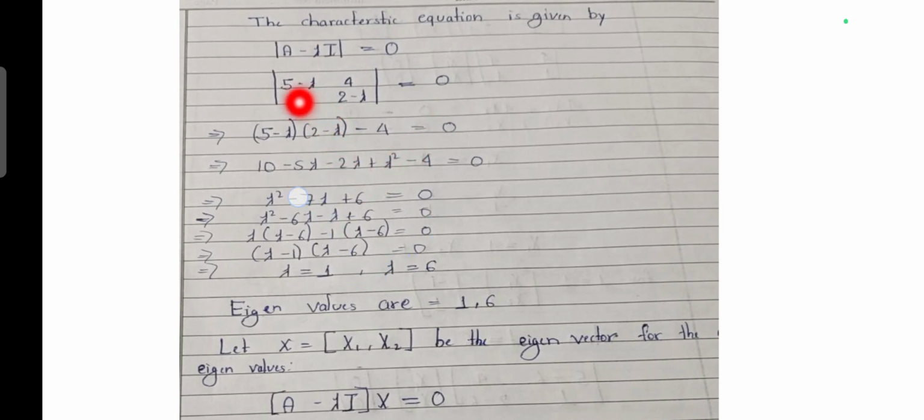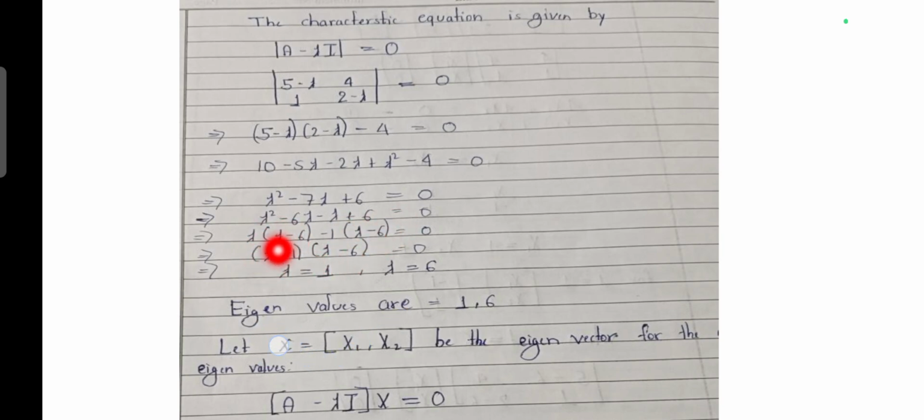Then on solving the determinant, (5 minus lambda) into (2 minus lambda) minus 4 equals to 0, we get 10 minus 5 lambda minus 2 lambda plus lambda square minus 4 equals to 0. On solving, we get lambda square minus 7 lambda plus 6 equal to 0. On solving this equation, we get lambda square minus 6 lambda minus lambda plus 6 equal to 0.